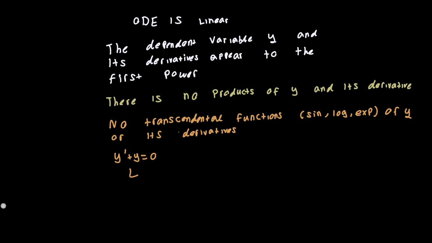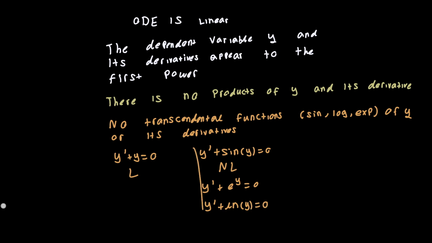But what this means is that we cannot have, for example, y prime plus sine of y is equal to 0 as a linear differential equation, because at this point it is non-linear. The same thing with y prime plus e to the y is equal to 0. This is non-linear. As well as y prime plus ln of y is equal to 0. These are all non-linear.